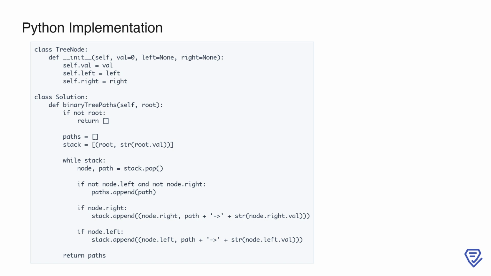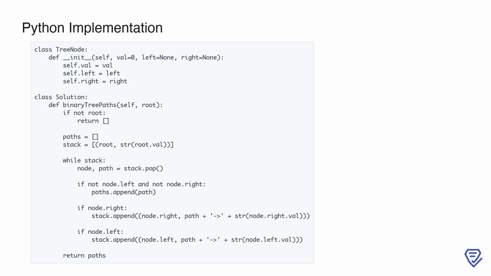Let's go through the code step by step. First, the TreeNode class is defined to represent each node in the binary tree. Each node has a value, val, and pointers to its left and right children. In the Solution class, the binaryTreePaths method is implemented. It begins by checking if the root node is None. If the tree is empty, an empty list is returned since there are no paths to compute.